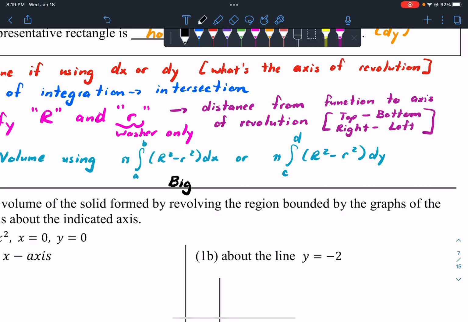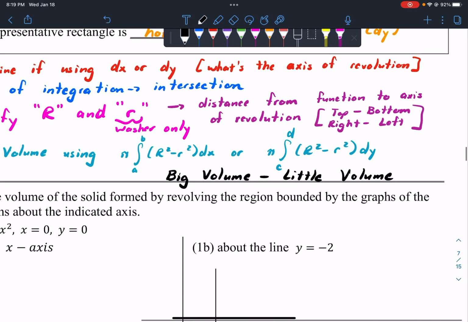Keep in mind, and this may seem like a silly thing to have to write, but it is always the big volume minus the little volume. Your volume's not going to be negative here. So make sure that you have identified the larger radius and the smaller radius accurately. And we want to make sure that we get a squared on each one of these individually for us to be able to get this in our calculator accurately.